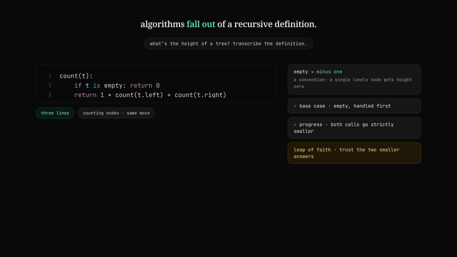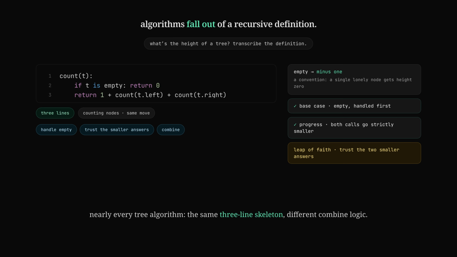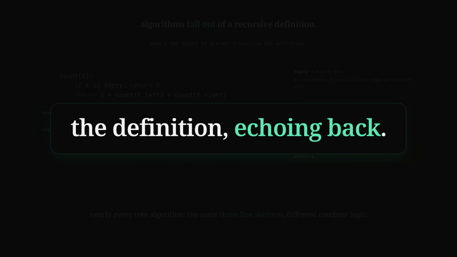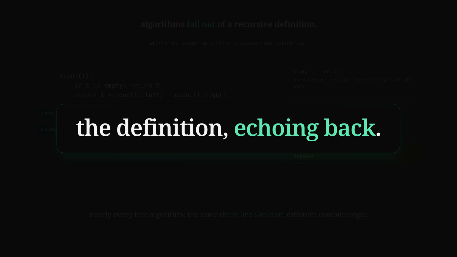Counting nodes, same move. Empty is 0. Otherwise, 1 plus count of left plus count of right. Handle empty. Trust the two smaller answers. Combine. Nearly every tree algorithm you will ever write is that 3-line skeleton wearing different combine logic. That's not a coincidence. It's the definition echoing back.